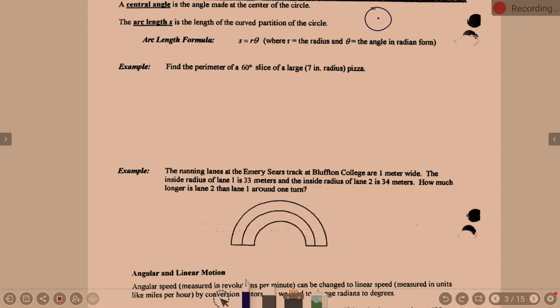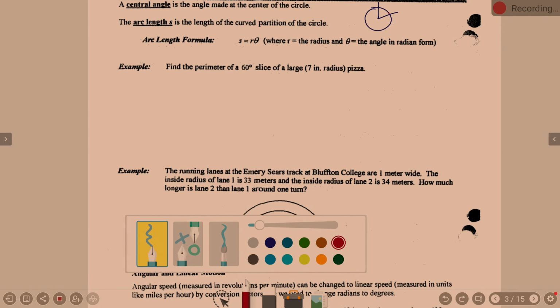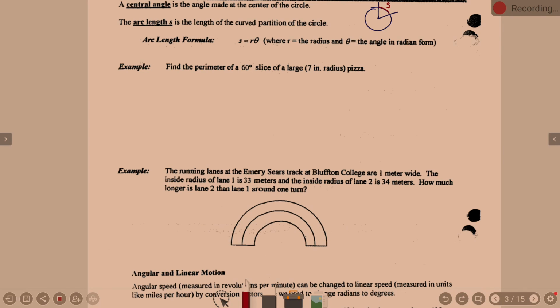Picture time. Okay, right there, I drew a little bit of a circle. I drew a central angle. That central angle is my angle going from the center. The S is the arc length. And so when I'm talking about S here, I'm talking about that piece right there. So the length of the circle within the central angle. That is what we call the arc length. Now, with that in mind, arc length formula. Arc length formula is S equals R theta.